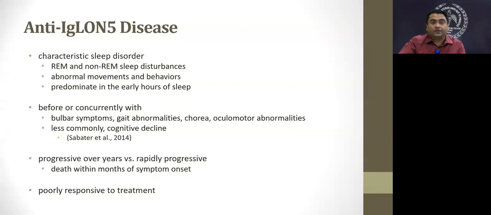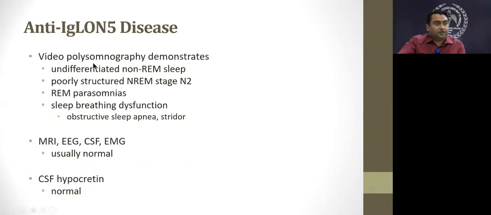This syndrome can progress over years, or it can be rapidly progressive, in which case it can even cause death within a few months of onset because of its poor response to treatment. Sleep study demonstrates multiple sleep issues: undifferentiated non-REM sleep, a poorly structured N2, REM parasomnias, or even breathing dysfunction during sleep, such as OSA or stridor. Evaluations here are usually normal, including MRI, EEG, CSF, and EMG. Even CSF hypocretin is normal.